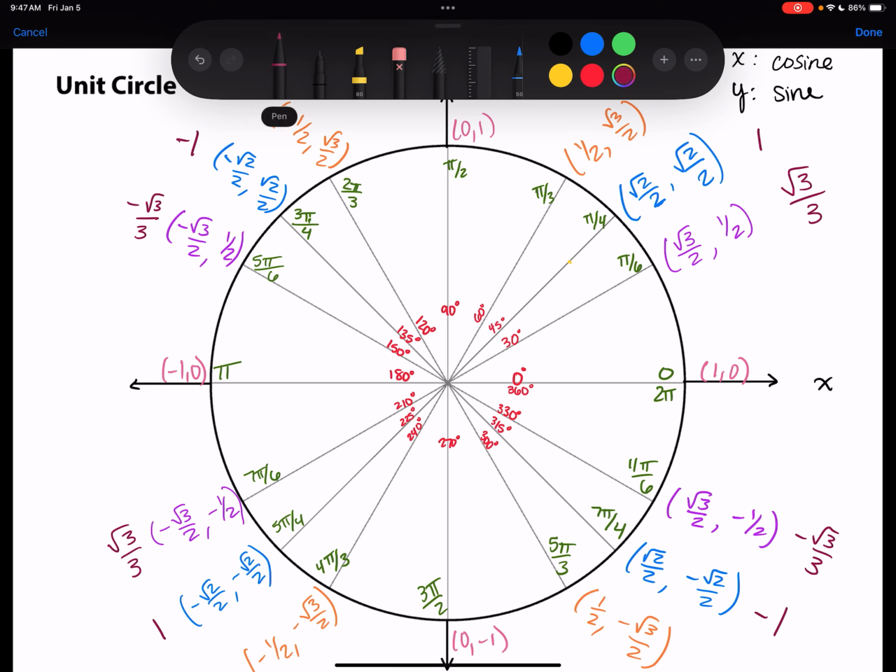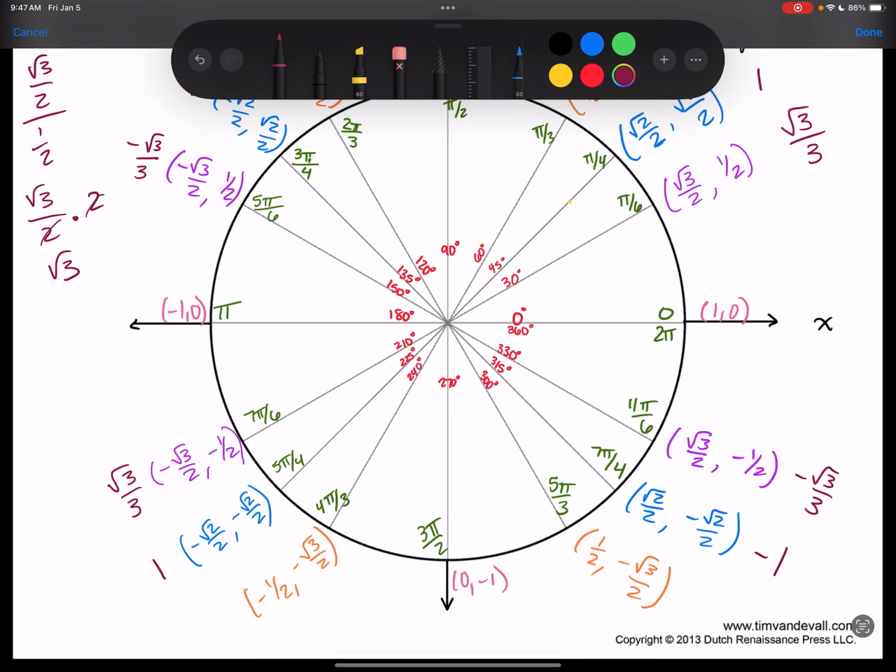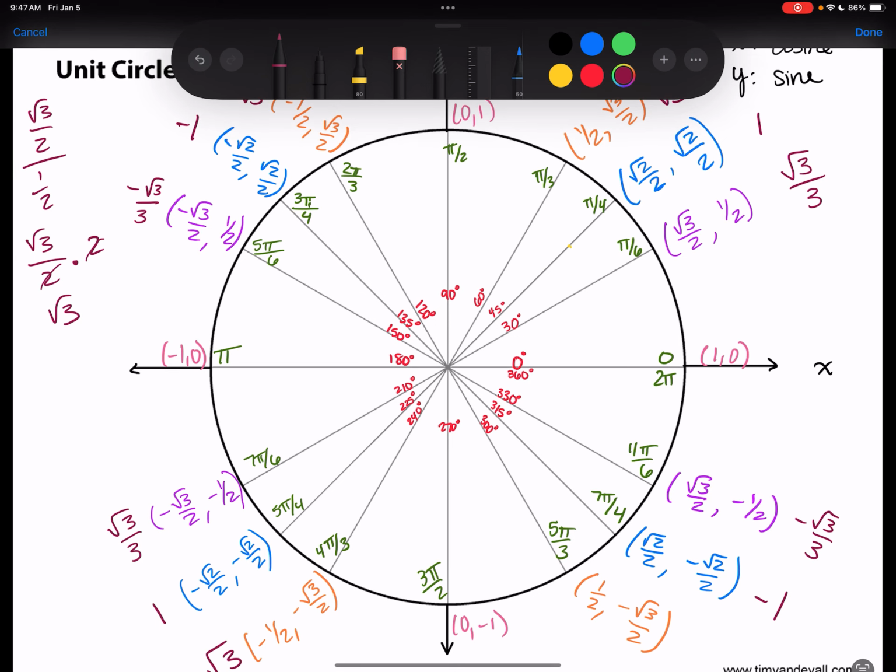All right, well, I'm not going to say the last one because we're going to do that once on the axis, but for the pi over 3s, we have root 3 over 2 divided by 1/2. So that's root 3 over 2 times 2. The 2's cancel, so this is just equal to root 3. So that means root 3 over here is negative root 3. Root 3 down here, and negative root 3 over here.